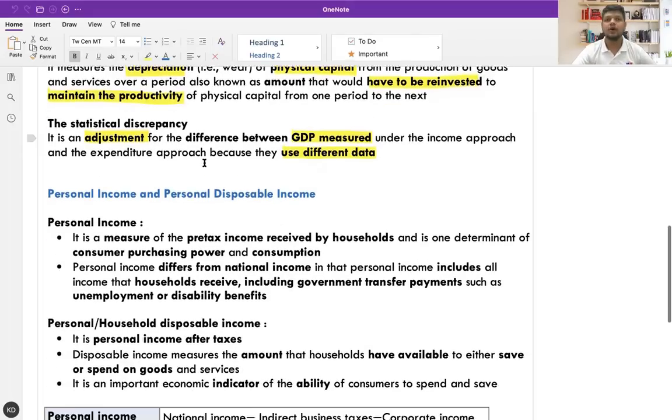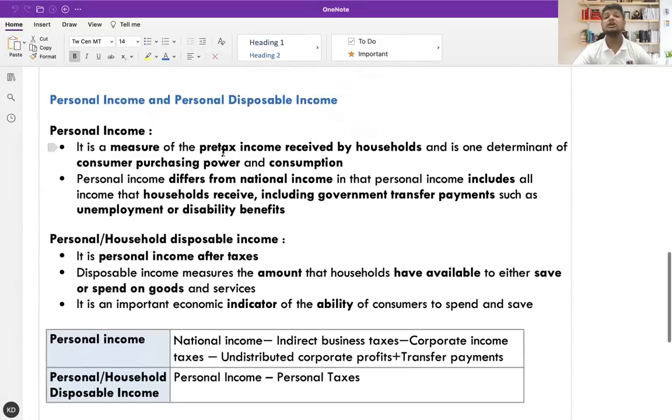Okay. Now come a few important terms like personal income and personal disposable income. Personal income and personal disposable income mean the income of yours and mine. Personal income is a measure of pre-tax income received by households, which is, let's say, your pre-tax salary that you receive, you and your husband and your entire family. Whatever is the pre-tax money that you receive is called personal income. It tells you how much your purchasing power is. It is one of the determinants of consumer purchasing power and consumption. So it directly affects C.